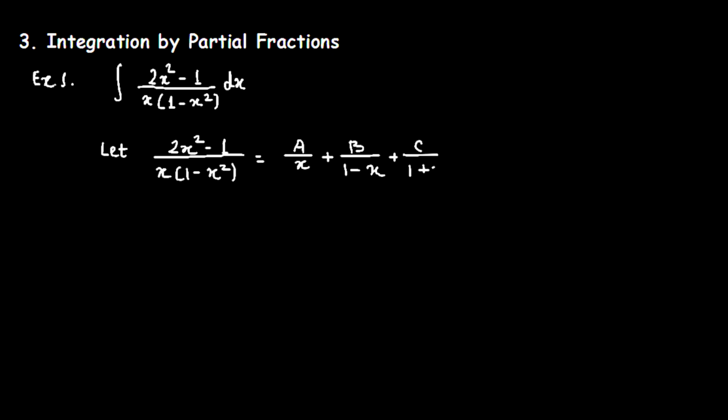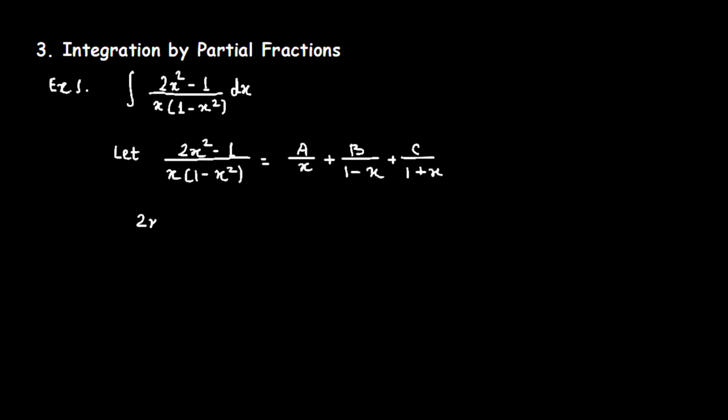Now we're going to multiply both sides by the denominator of the term on the left hand side, that is x times 1 minus x squared. So that should give us 2x squared minus 1 is equals to 1 minus x squared times a plus x times 1 plus x times b plus x times 1 minus x times c.